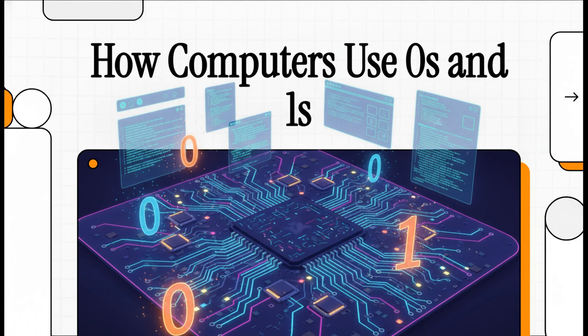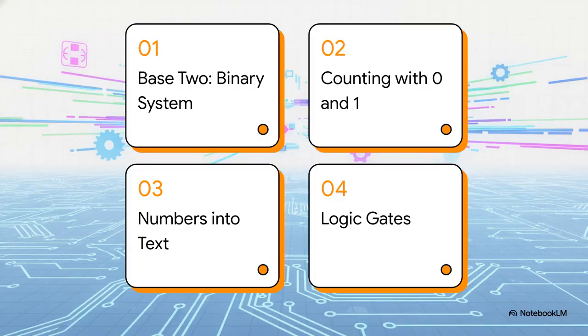Let's get into it. Okay, here's our roadmap for this explainer. First, base 2, the binary system. Second, counting with 0 and 1. Third, turning numbers into text. And finally, logic gates, computer brain power.